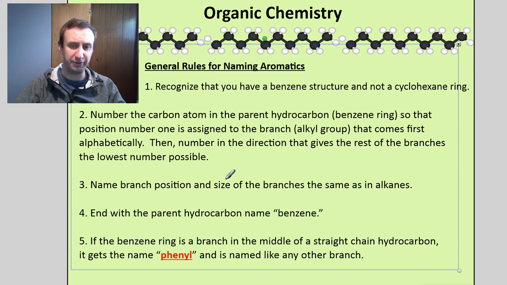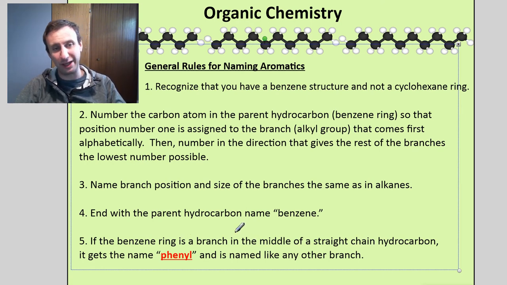Name the branch position and size of the branch the same as in alkanes. End with the parent hydrocarbon name, benzene. If you have to name benzene as a branch, which is a weird kind of situation where you couldn't name the branches because it has branches coming off of branches, so you can't have benzene as the parent chain. You instead have to make it a branch to name it properly.